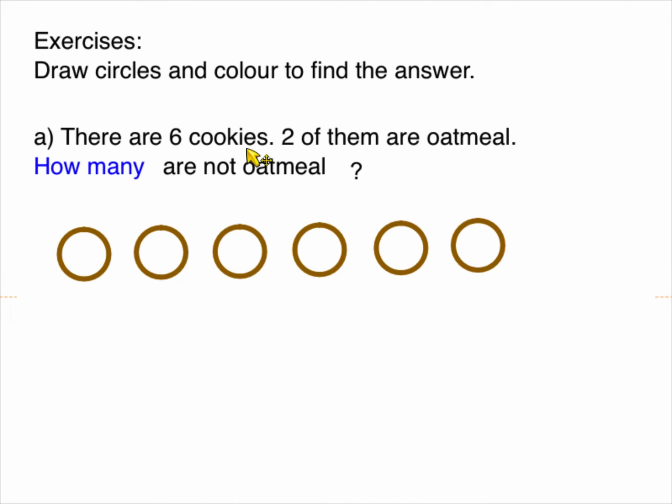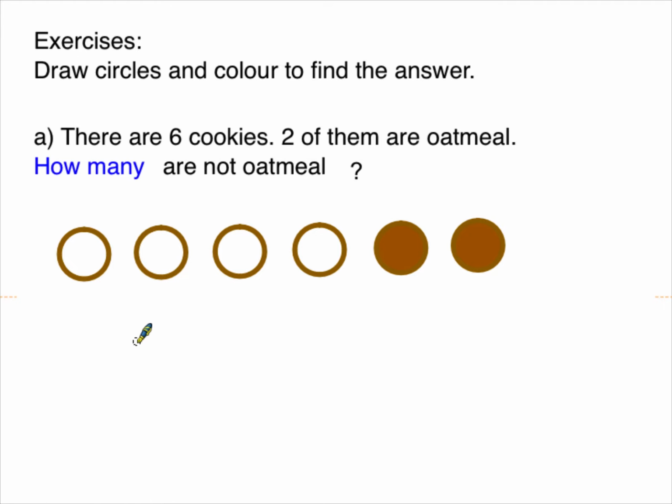So if I have 6 cookies, instead of eating 2 of them, I'm just going to say that 2 of them are oatmeal cookies, which you might find super delicious. I like them. If 2 of them are oatmeal, how many are not oatmeal? So I'm just going to say, oh, these 2 are oatmeal. How many are not oatmeal? How many are left over? 4.